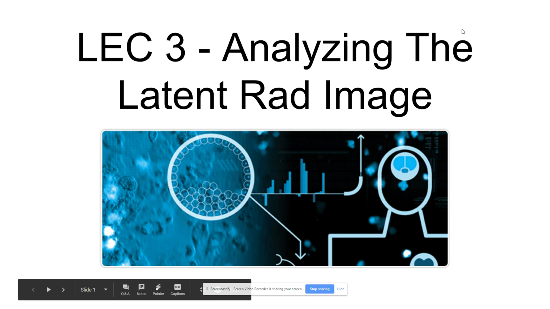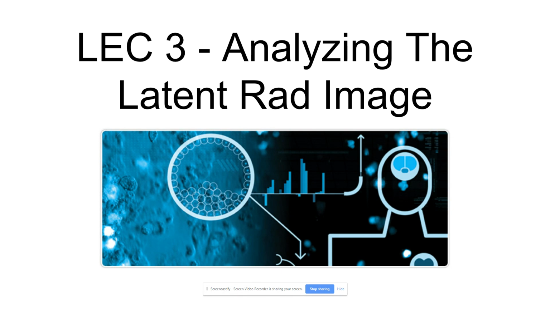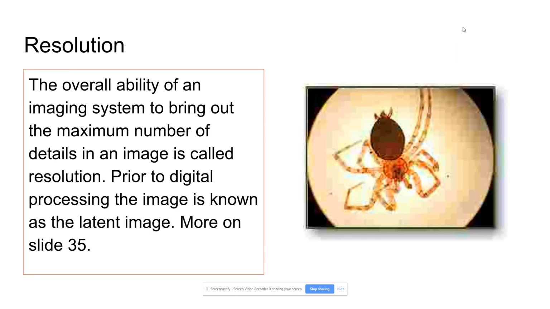Okay, so this is lecture 3, analyzing the latent radiographic image. We'll just get started. We're going to talk a lot about what affects resolution towards the end of the lecture, but at the beginning, we're going to talk about all of the different parameters that you'll have to know in terms of whether the exposure increases to the image receptor or not, depending on whether you change different parameters like SID, OID, use of grid, etc.